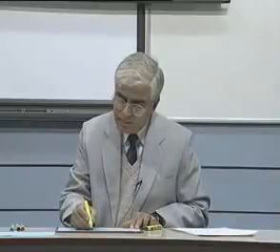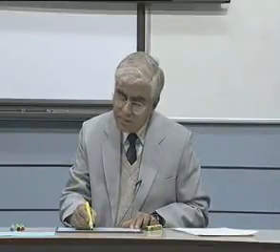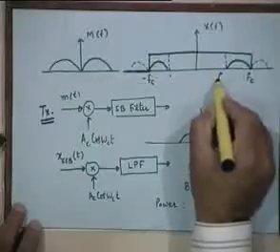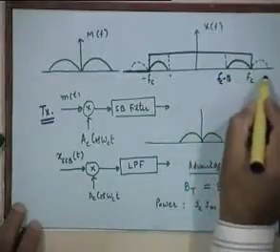Anyway, we cannot transmit anything between FC minus B and FC plus B, because if we transmit anything between that, when we frequency translate it back, when we demodulate it, then it will interfere with the two. Between FC minus B and FC plus B.